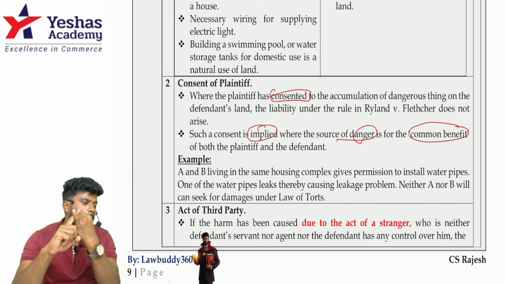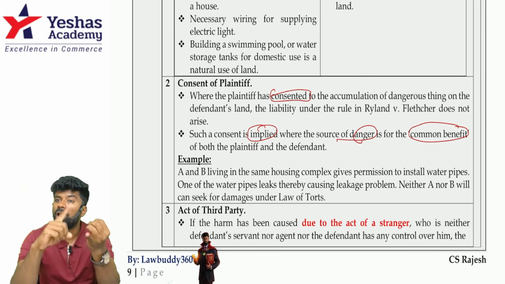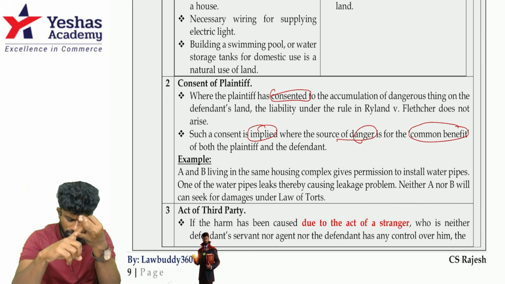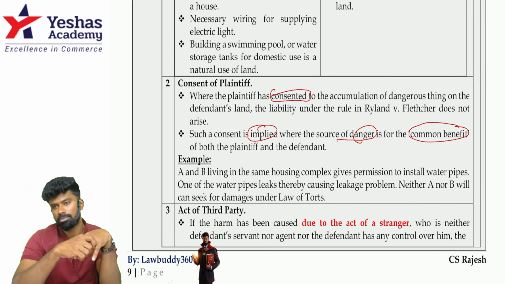What is the first one? Damage due to natural use of land. You know what use of land? Natural use of land. Second one, consent of the plaintiff. Third one, act of a third party. Act of what?